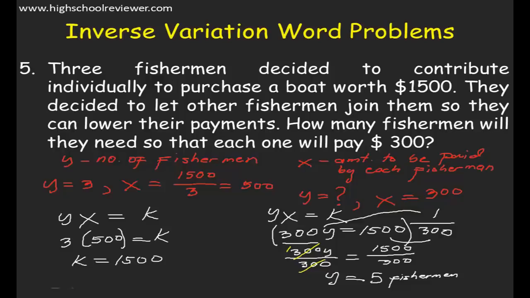So the number of fishermen needed, so that each one will pay 300 for the amount of 1,500, is 5 fishermen. So they need 5 fishermen to contribute $300 each, so that the total will be 1,500.